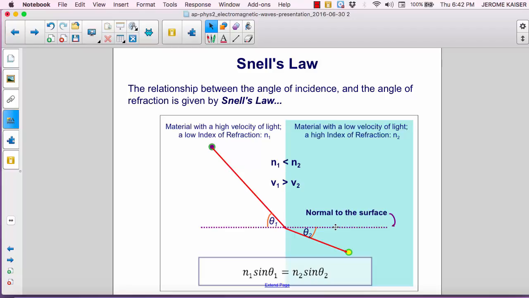We're using 1 and 2 here rather than i and r because the direction is reversible. So the incident ray can come either from the high index of refraction side or it can come from the low index of refraction side.